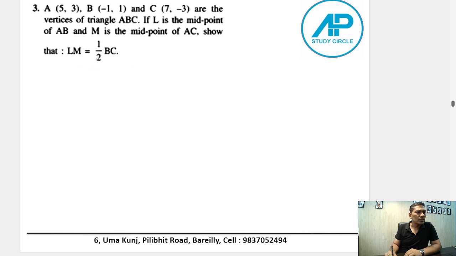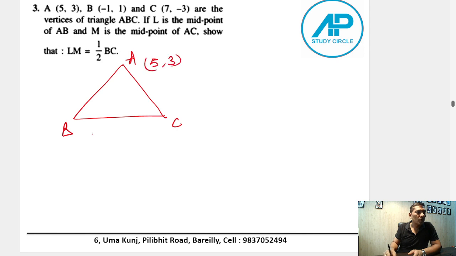Now this question also includes the distance formula. So if I write the points again, I should make a triangle first of all. So I make a triangle here. Triangle is ABC. A is 5 comma 3. B is 1 comma 1. C is 7 comma minus 3. And they are saying that L is a midpoint of AB and M is a midpoint of AC.